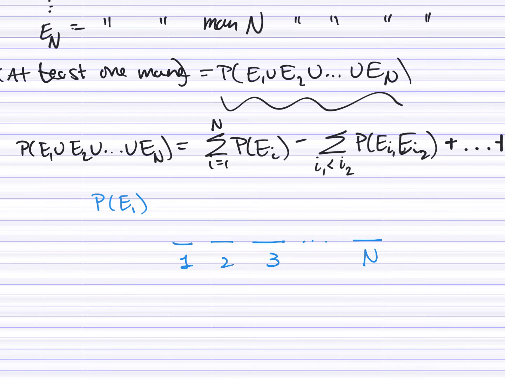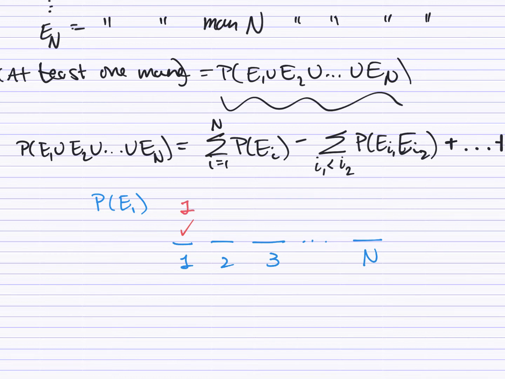So what we're really saying is man 1 gets his hat, and then we don't care what happens to the rest. So remember, we're going to deal with the overcount by subtracting and adding and subtracting and adding. So we don't care about what happens to the rest. All we care about is, does man 1 get his hat? There's one way he can do that, right?